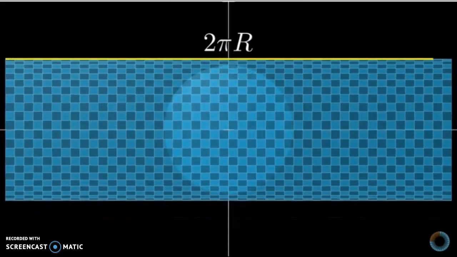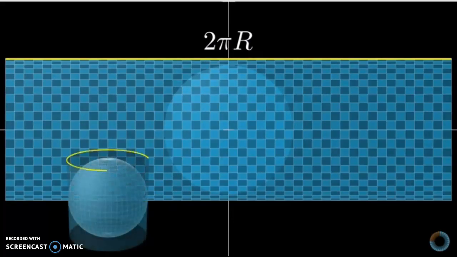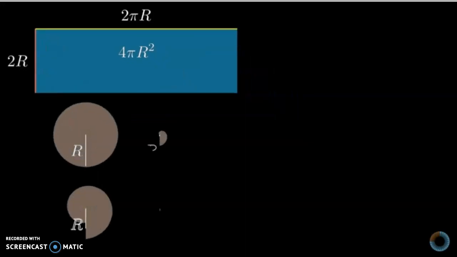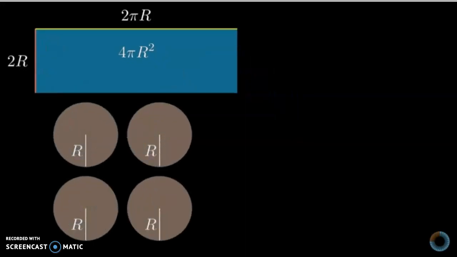The width of this rectangle comes from the cylinder's circumference, so it's 2 pi times r. And the height comes from the height of the sphere, which is 2 times the radius. And this already gives us the formula, 4 pi r squared, when we multiply the two. But, in the spirit of mathematical playfulness, it's nice to see how 4 circles with radius r can actually fit into this picture.